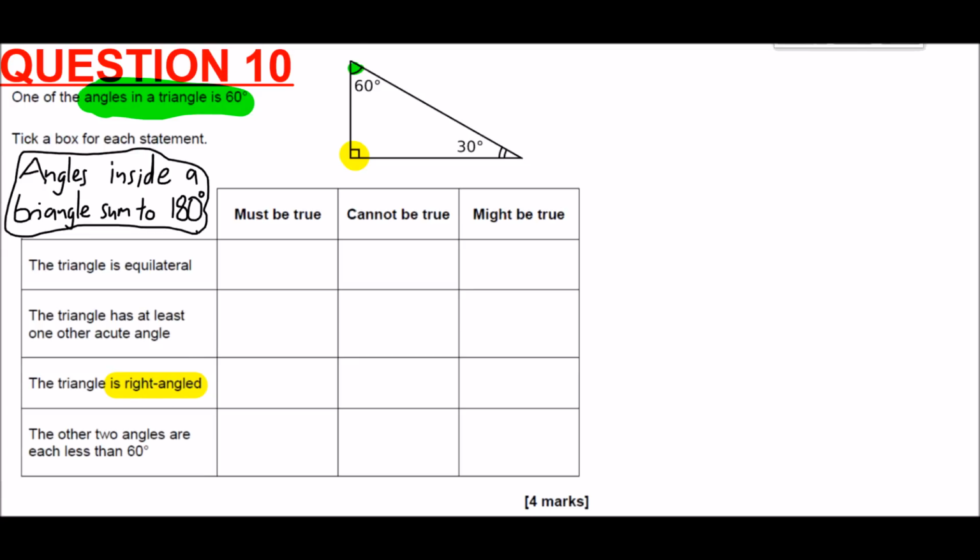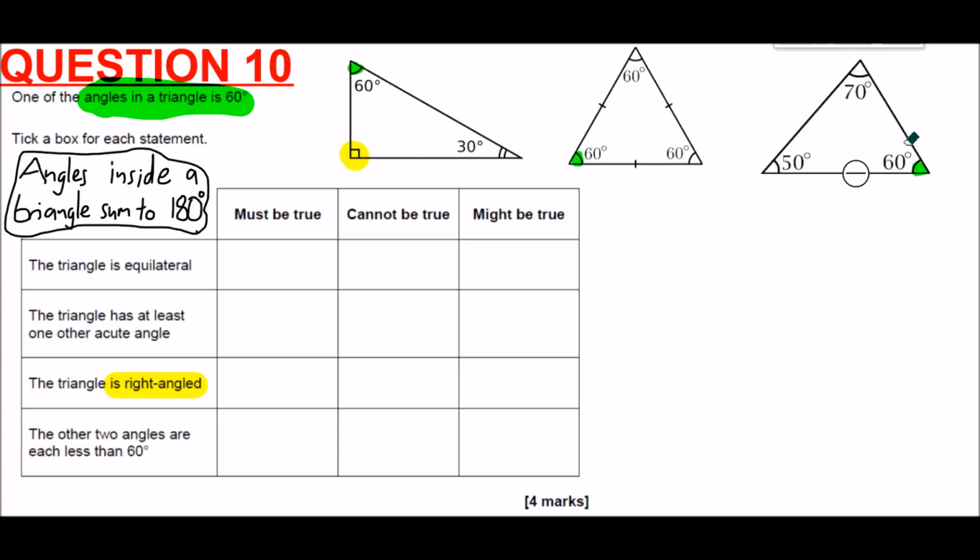In the same way, it could also be equilateral. It's possible that all the angles are 60, because 60 plus 60 plus 60 gives us 180, which is what it needs to add up to. So yes, it could be right angled, it could be equilateral, but because we're only given one thing about the angle, in reality there could be absolutely any number of different possibilities for the other two angles. So here's just one of many I've thought of.